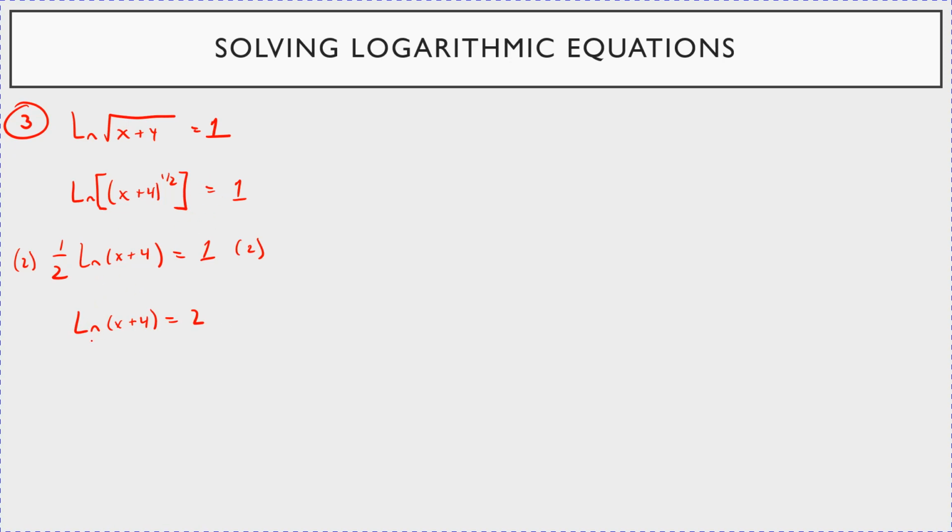Now again, base e. So this is just x plus 4 is equal to e squared. Just rewriting it. Moving the 4 over, your answer then is x is equal to e squared minus 4. If you plug this in for x, this is what's awesome. This becomes e squared minus 4 plus 4, so the 4's cancel. The square root of e squared is just e, and the natural log of e is 1. So, checks right out. Perfect.